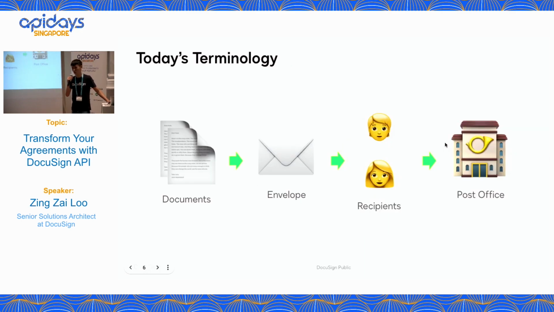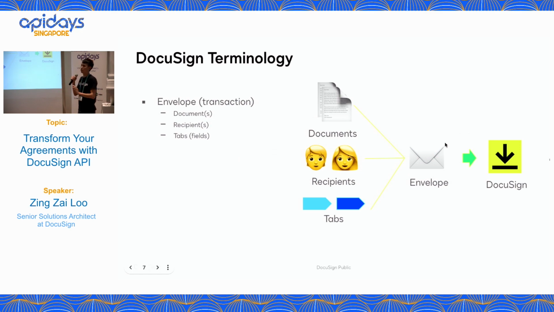So in the DocuSign world, we also make use of the same terminology, right? By making use of that physical-world reference, it actually works the same way. In DocuSign, you can see that we have documents, we have recipients, and tabs. I'll touch on that later. And you can see over here that we put the documents and the recipients into an envelope, and then we make use of DocuSign to send it out. Right? So this is how we think about DocuSign.